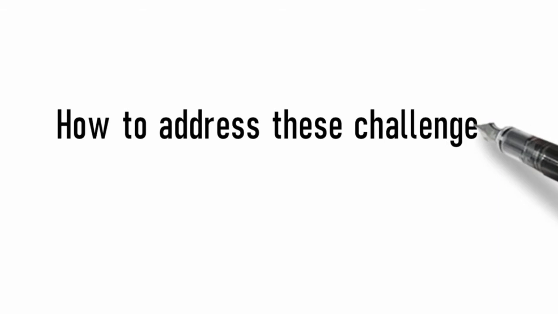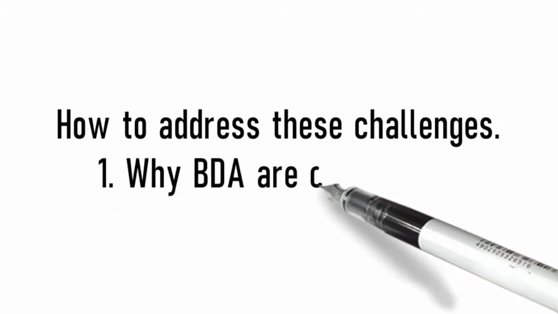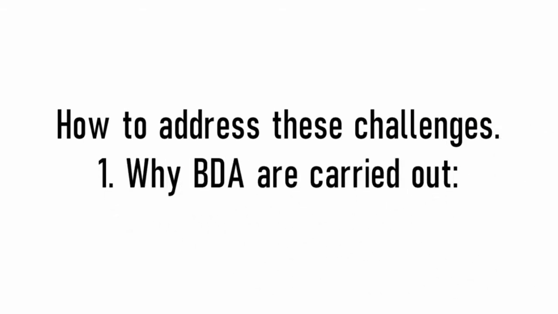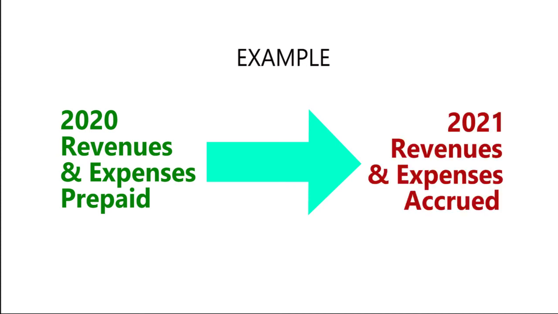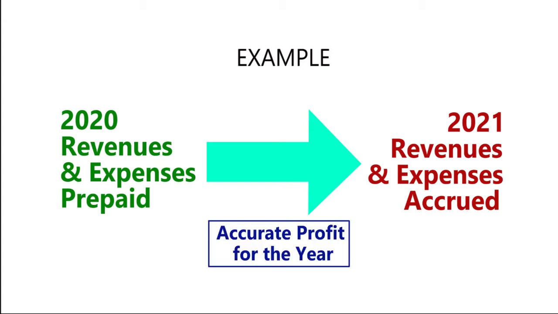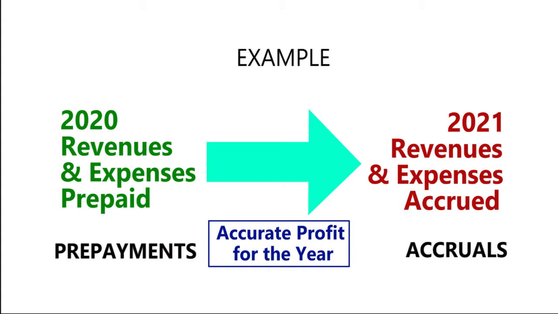Well, students should have a clear understanding of why balance day adjustments are carried out. Let's take, for example, revenue and expenses prepaid this year should be pushed forward to next year, and revenues and expenses accrued at the end of 2020 should be recorded at the end of the year. So this allows an accurate profit to be calculated for the year. So from having this diagram, students can clearly see the difference between prepayments and accruals.